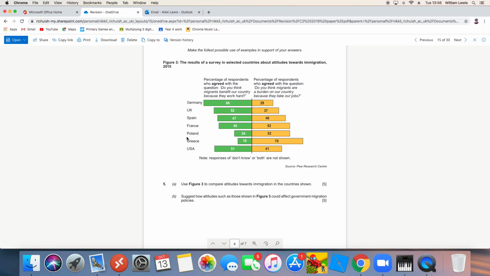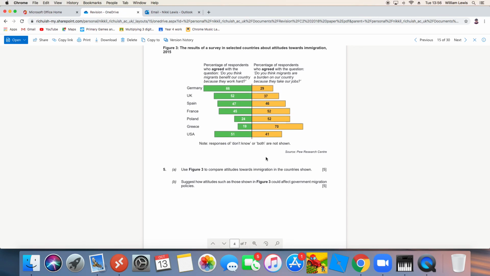Think about what the people in these countries think or feel, think about governments and who votes them in, and see what you think the government policy might be, for example, for Greece, for Germany, and so on and so forth.